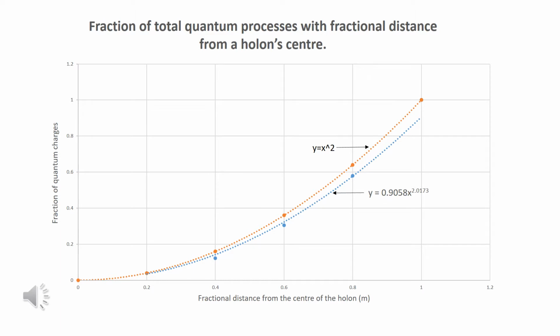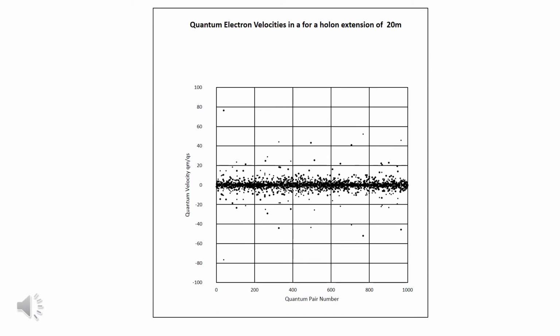Now, as part of the calculations to find out these positions, it was necessary to calculate the speeds of those quantum electrons, and the speeds of these pairs for a HOLON cross-section 20 meters long is shown in the next diagram. The speeds of 2000 quantum electrons of 1000 quantum process pairs are shown in quantum meters per quantum second.